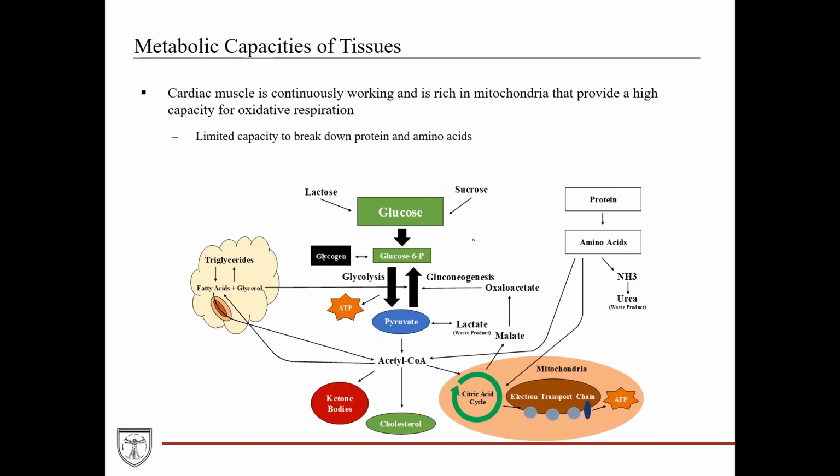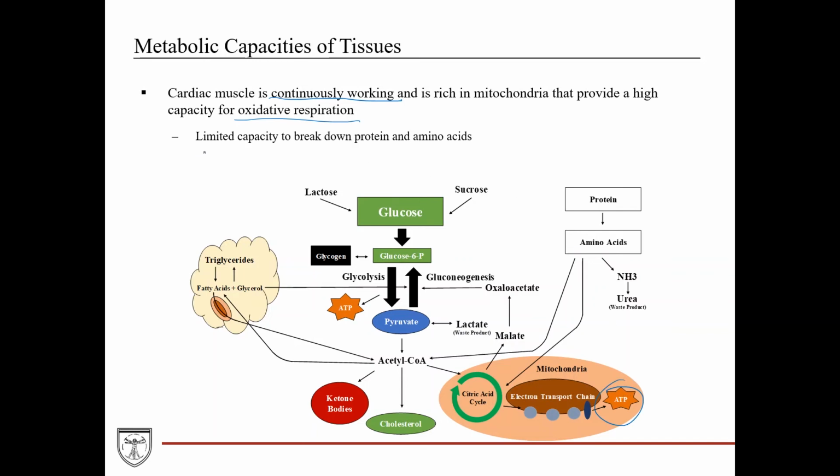Cardiac muscle is very rich in mitochondria. That's because it's continuously working throughout life, literally every second of your life, and it provides, as a result of that, a high capacity for oxidative respiration. And so cardiac muscle relies primarily on aerobic respiration, producing high amounts of ATP.